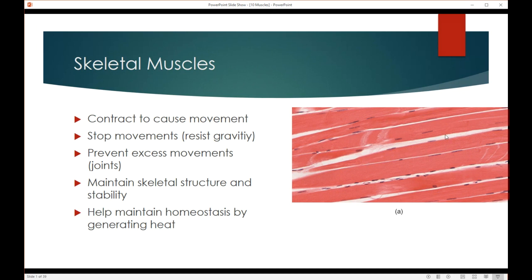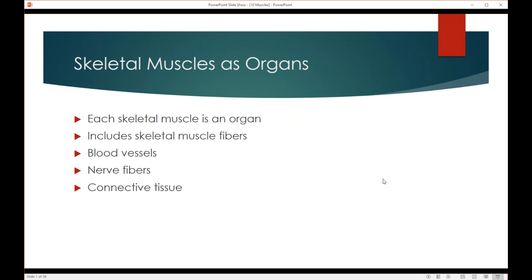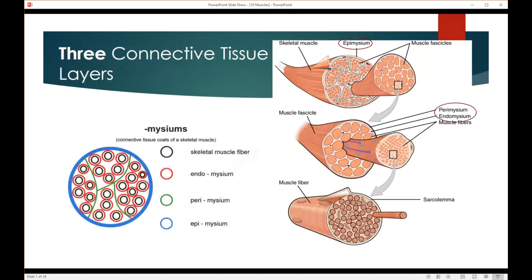Okay, so you can see the skeletal muscles, they are striated, meaning that they have these stripes. You can see them kind of moving in this direction. They're multinucleated. There's the nuclei along the edges. Okay. Each of your skeletal muscles is actually its own organ, and they join together to work as one to become an organ system. The organ itself actually includes the skeletal muscle fibers, but also the blood vessels, the nerve fibers, and the connective tissues, right?